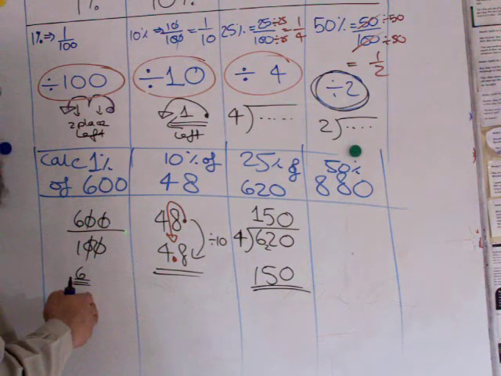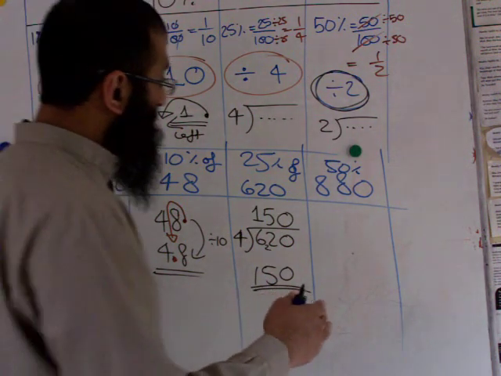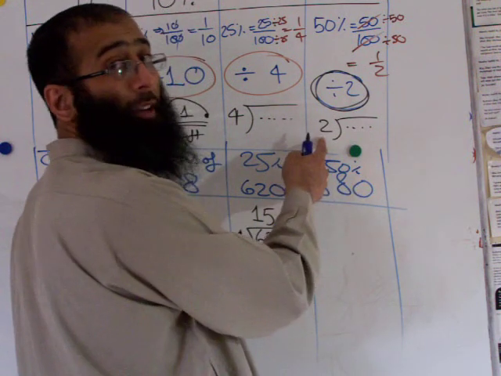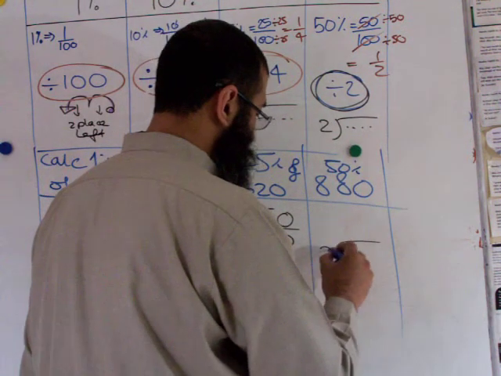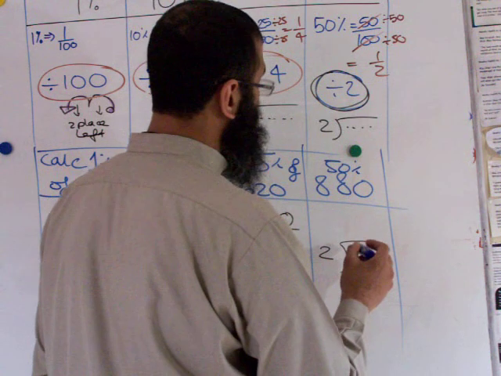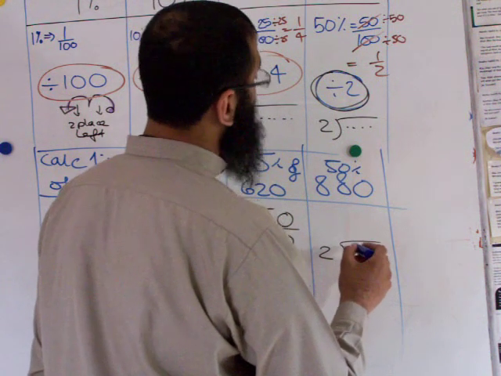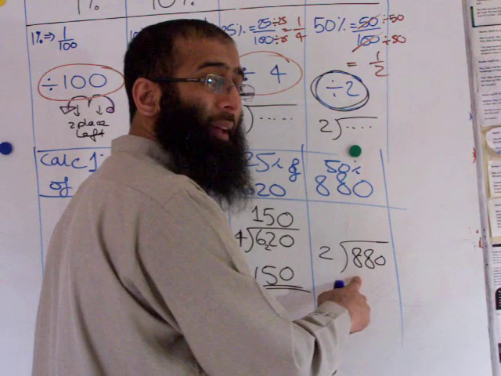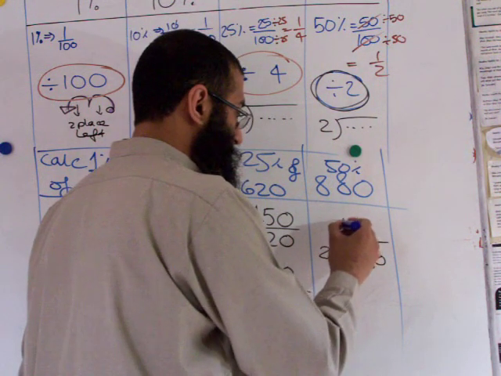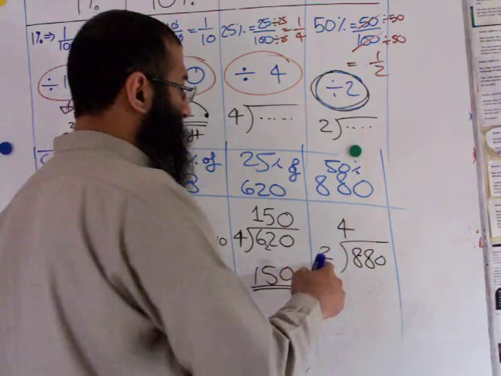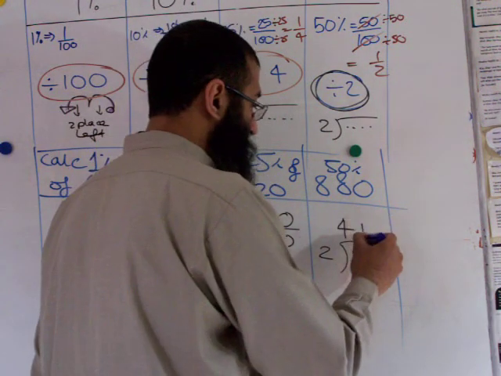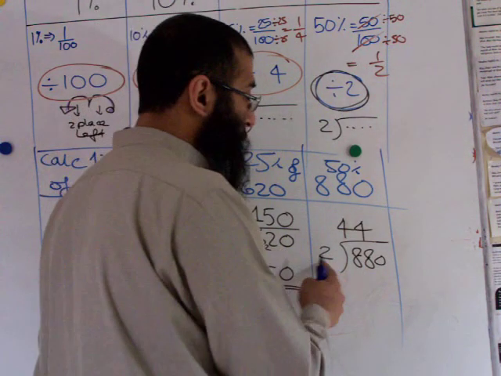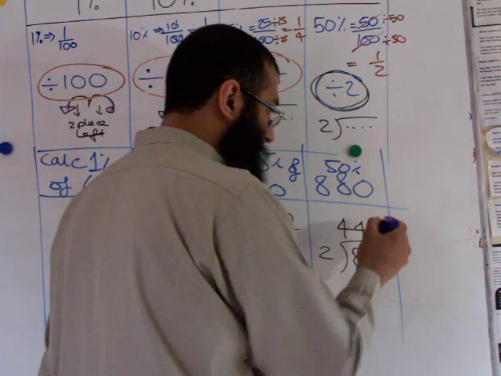So we worked out 1%, worked out 10%, worked out 25% and 50%. 50% of 880, we divide by 2. Bus stop technique. Okay, divided by 2. And the number is 880. So how many groups of 2 can you make from 8, Amina? 4. How many groups of 2 can you make from the other 8? Another 4. Because 2 times 4 is 8. How many groups of 2 can you make from nothing? Nothing.